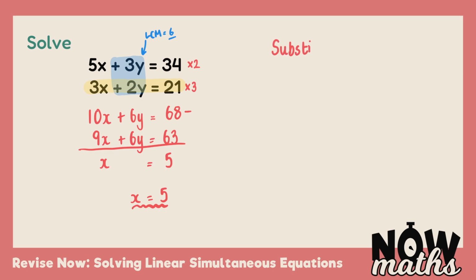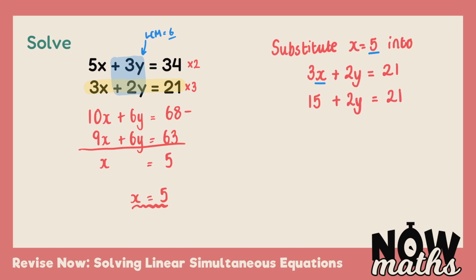x equals 5 into our chosen equation, which is 3x plus 2y equals 21. Then when we substitute x for 5, 3x becomes 3 multiplied by 5, which is 15. And we have plus 2y equals 21. And we're left with an equation that we can now solve.